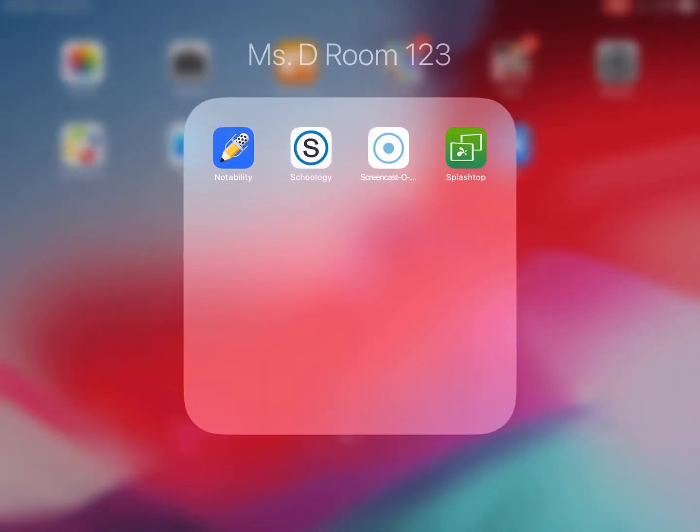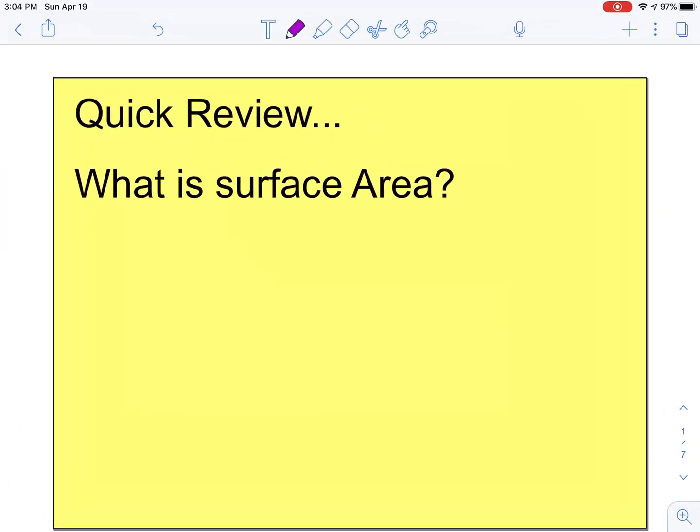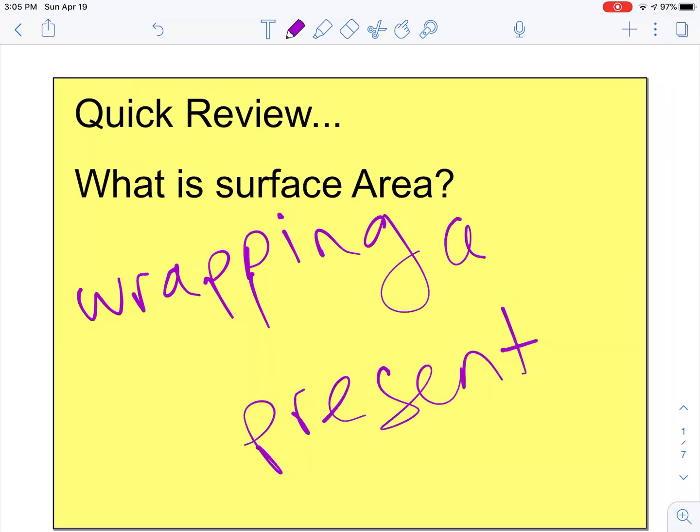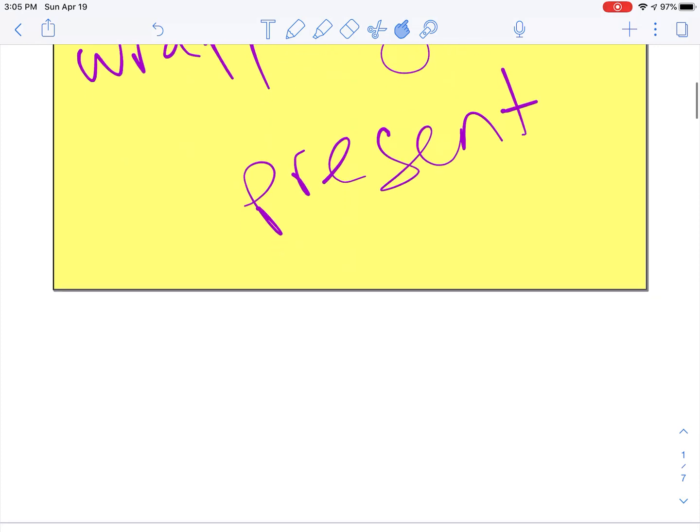Hi again, Miss D back here, going to talk to you about surface area of cones and pyramids, and I am going to try my best to keep this brief. All right, let's quickly review what surface area is. It's like wrapping a present, okay? It's like figuring out how much material you need to cover a figure, okay? And in this case, it's going to be cones and pyramids.